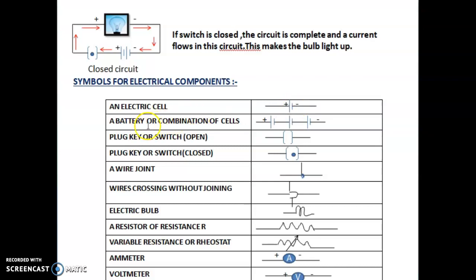Same thing, a battery or combination of cells. So if we combine 2 or 3 cells, here first one, second one and third, this will be positive and this will be negative.